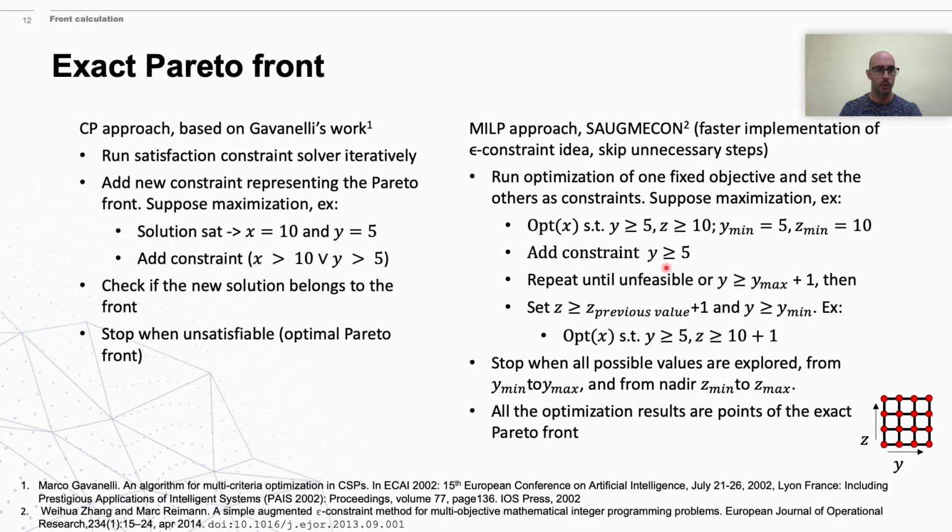Then when we reach this point, we restart the y constraint. We set y greater or equal than 5, but for z we tighten the constraint. We say that z has to be greater or equal than the previous z value plus 1. For example, like this, y will be greater or equal than 5 and z greater or equal than 11. We stop when all the possible values of this grid have been explored, from y min to y max and from z min to z max.